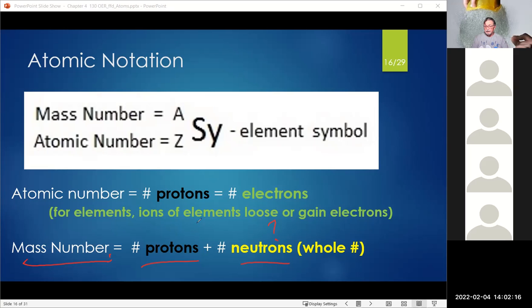Which is also the number of electrons, right? Because this is also true. And we can calculate the number of neutrons, which again, these are all whole numbers.